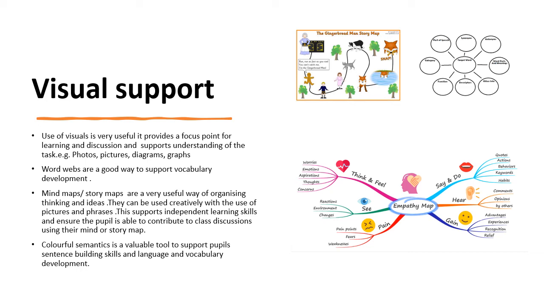They can be used creatively with the use of pictures and phrases. This supports independent learning skills and ensures the pupil is able to contribute to a class discussion using their mind or story map. Colours for semantics is also a valuable tool to support pupil sentence building skills and language and vocabulary development.